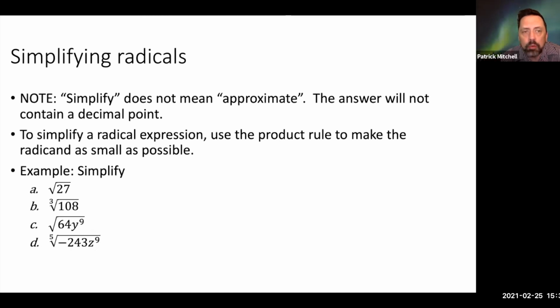So a nice simple rule of thumb is that simplify answers usually don't contain decimal points, and they often do still contain radicals, okay? Because what it means to simplify a radical is to use the product rule to make the radicand as small as possible. Remember, the radicand is the expression inside the radical, okay? So we're going to use the product rule to simplify these radicals. So let's go back over to the tablet.